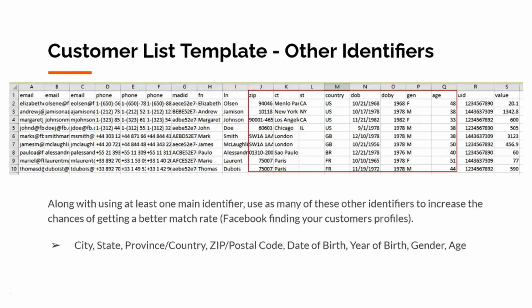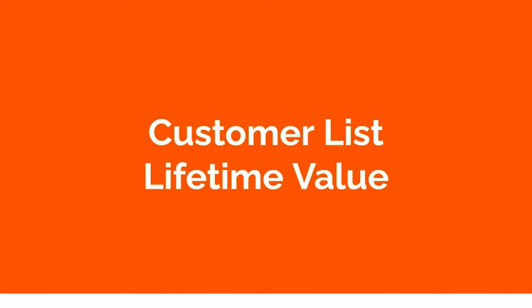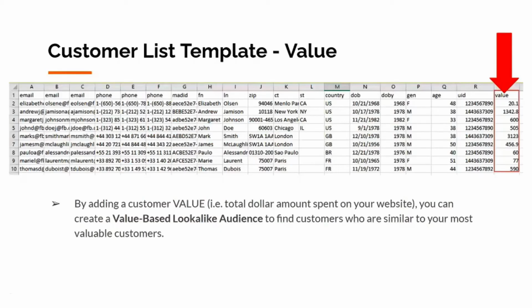Next are other identifiers. Use as many of these other identifiers to increase the chances of getting a better match rate, i.e. Facebook finding your customer profiles. This includes city, state, province, country, zip, date of birth, year of birth, gender, or age, customer list, lifetime value. So the final column in your customer list is value.